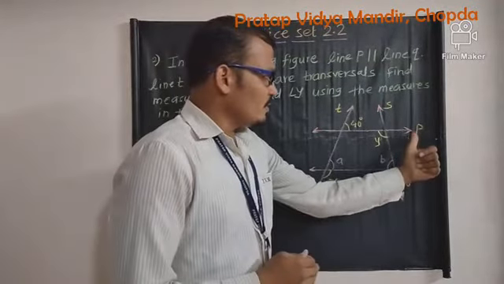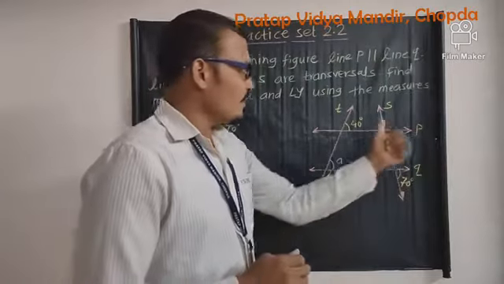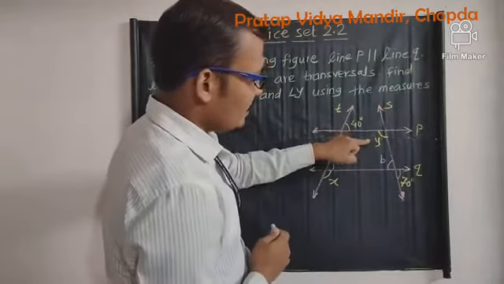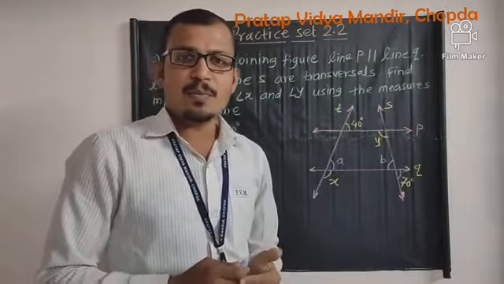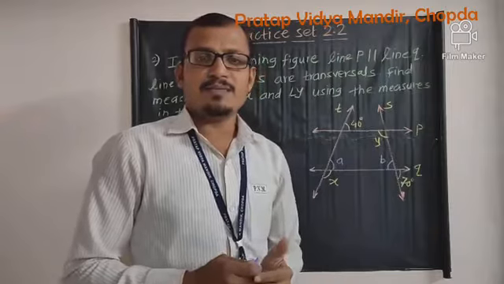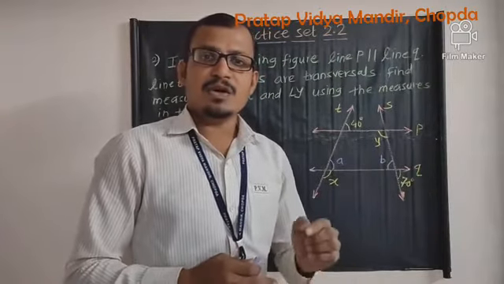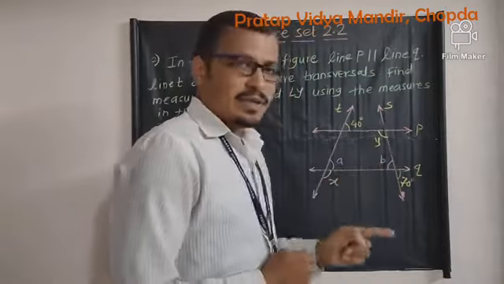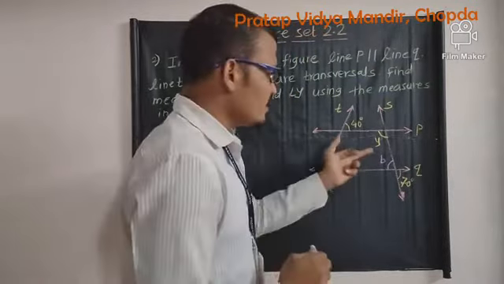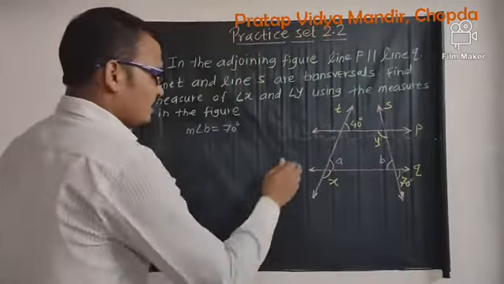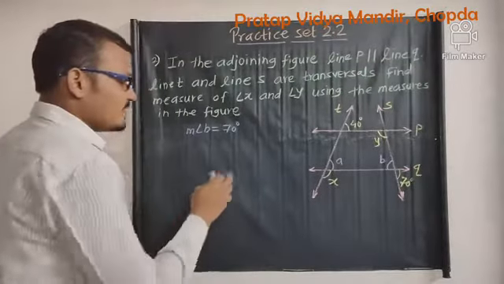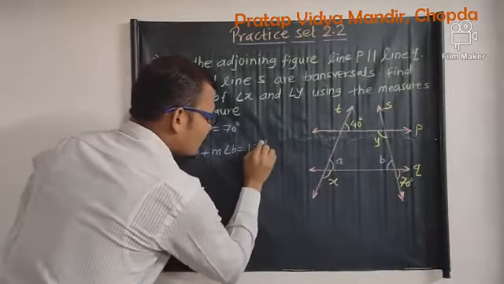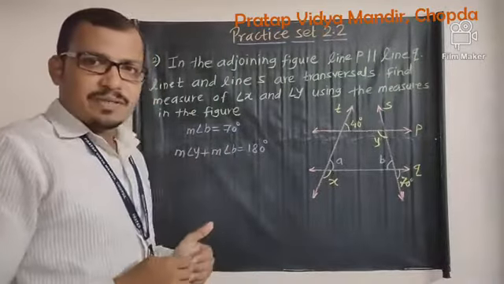Now line P and line Q are the parallel lines, and S is the transversal of these two lines. So angle Y and angle B are the interior angles, and what is the property of interior angles? A pair of interior angles formed by the two parallel lines and their transversal is of supplementary angles, and hence these two interior angles, angle Y and angle B, form supplementary angles. It means that the sum of these two angles is 180 degrees, and hence according to the property of interior angles, measure angle Y plus measure angle B is equal to 180 degrees. But here measure angle B is equal to 70 degrees.